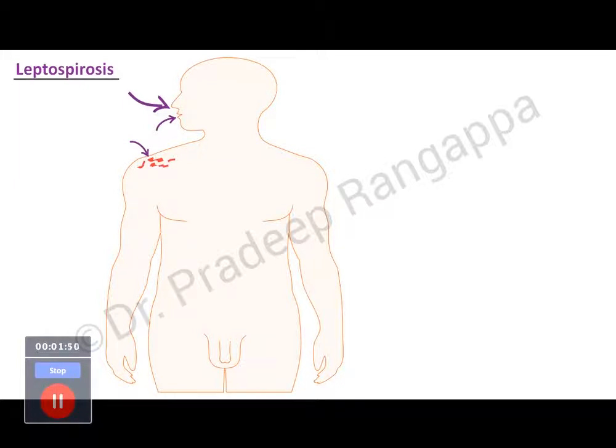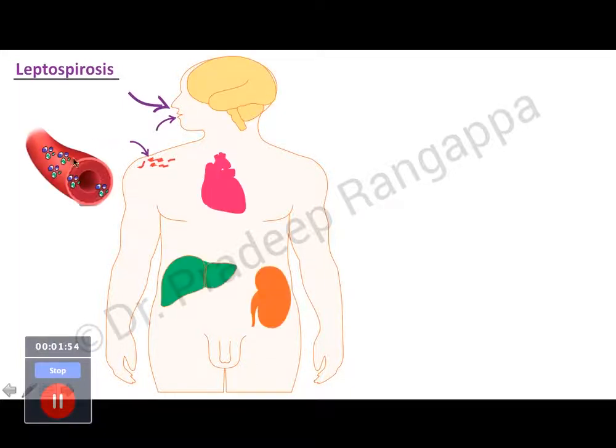The main pathophysiological aspect of leptospira is that it causes severe vasculitis. This vasculitis can affect the brain, the heart, the liver and the kidney. So the multiple organs that get affected in leptospira are attributed to the intense vasculitis that happens, which can affect these organs. When you look at leptospira, there are two major clinical presentations.